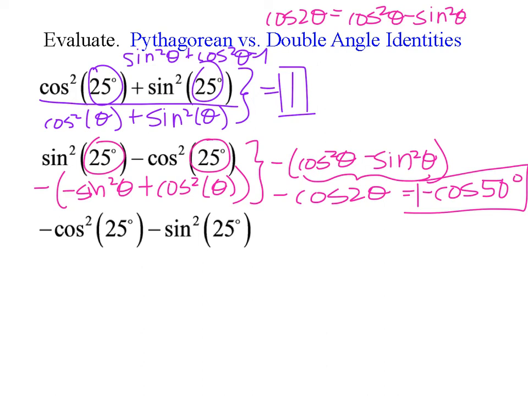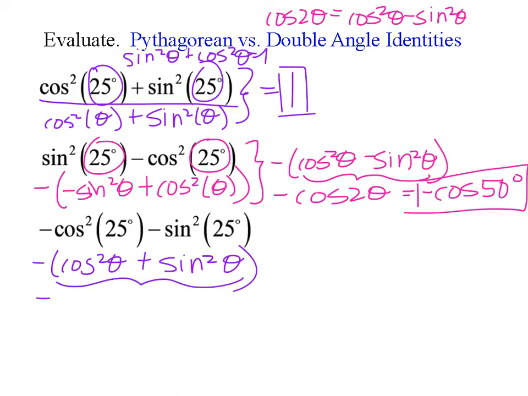All right, and then something similar in this last example, negative cosine squared minus sine squared. So they both have a negative in front, and neither looks like the Pythagorean or the cosine double angle. So let's take a look and just try and factor out that negative. So you get negative times cosine squared plus sine squared. So we get a negative, and then this is your Pythagorean identity, cosine squared plus sine squared. So this will just equal negative 1.